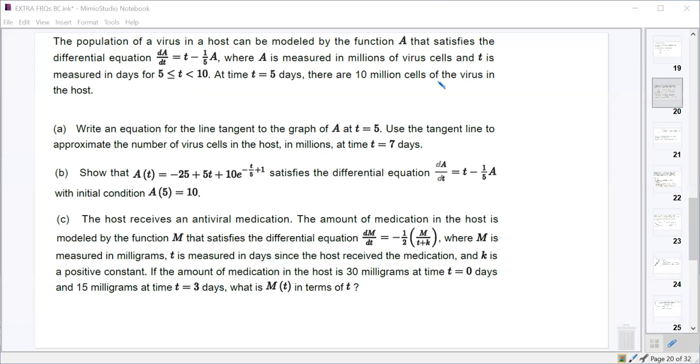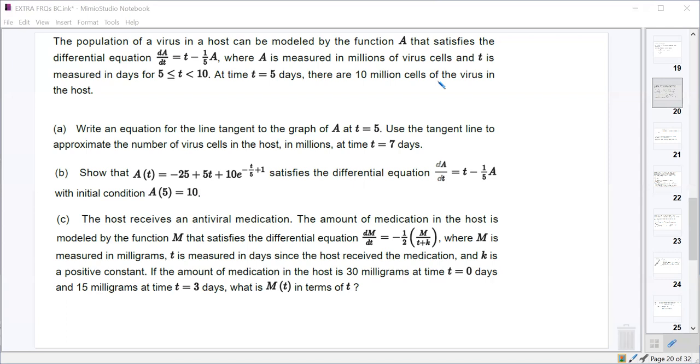So basically, we've got a virus that's in a host somewhere, and the population of that virus can be modeled using this differential equation, dA/dt equals t minus 1/5 A. A is millions of virus cells, t is days from 5 to 10. And we know that at t equals 5 days, there's 10 million cells of the virus in the host.